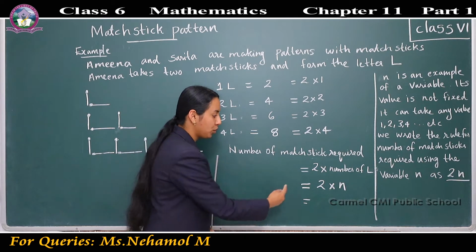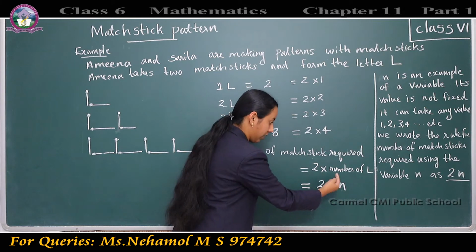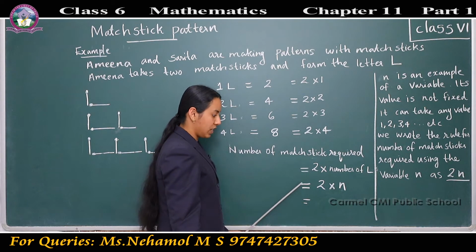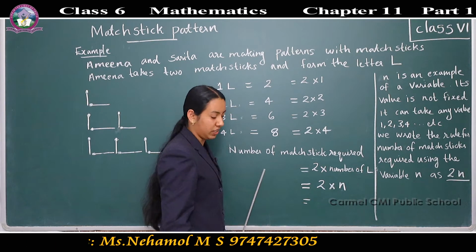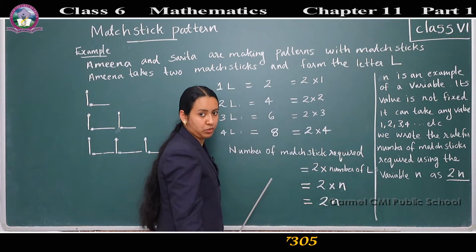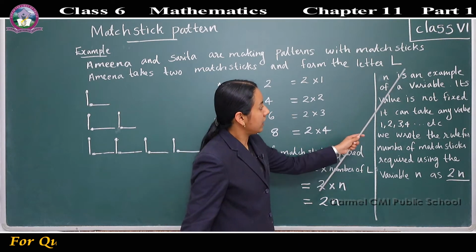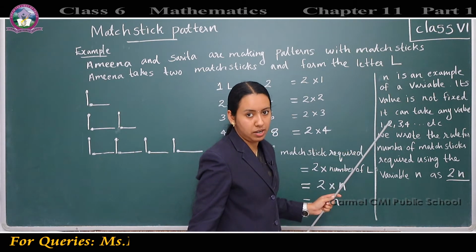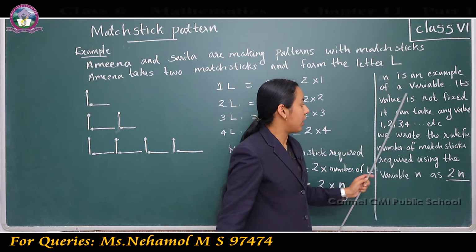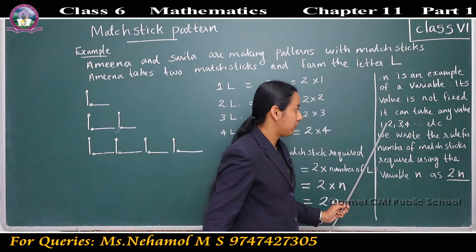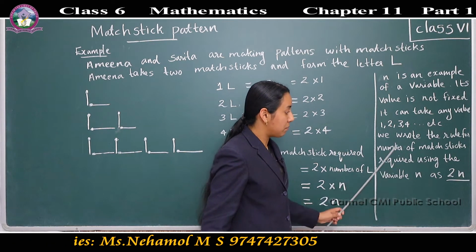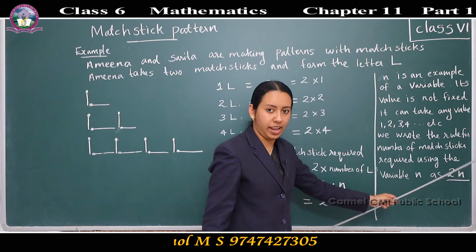That is equal to 2 into n. If n is the number of L's, then the number of matchsticks required is equal to 2 into n. We can also write that as 2n. 2 times n. Then n is an example of a variable. Its value is not fixed. It can take any value 1, 2, 3, 4, etc. We wrote the rule for the number of matchsticks required using the variable n as 2n.